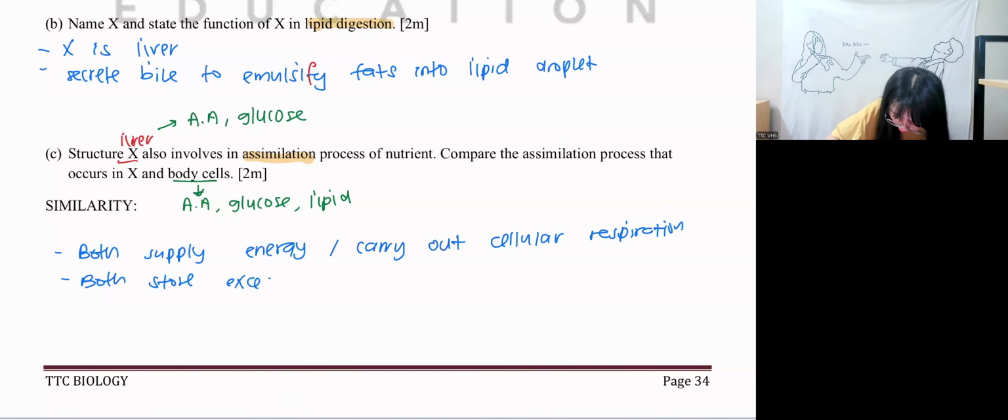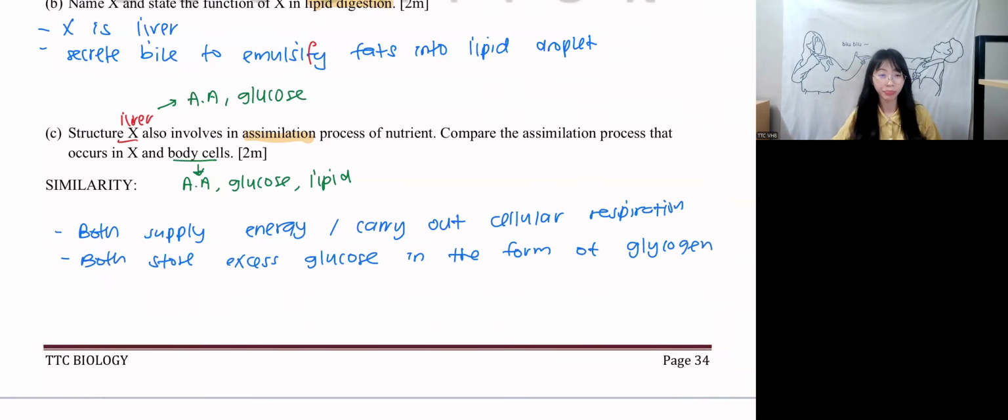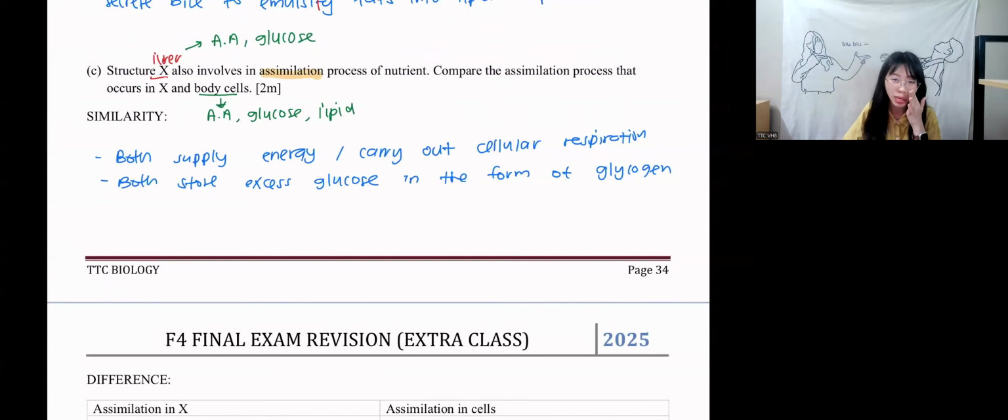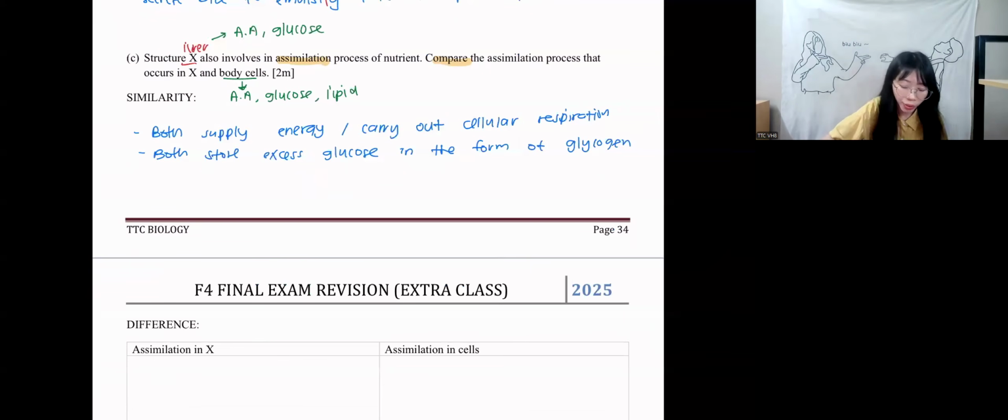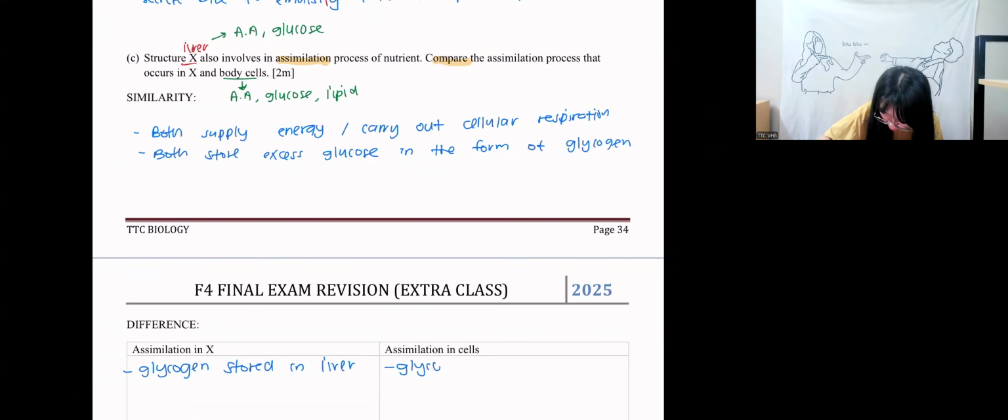Both store excess glucose in the form of glycogen. Just that in your liver, they store the glycogen in the liver, while in your body cell, they store glycogen in the muscle cell. Then they ask you to write differences. Always remember, whenever they ask you to compare, you must write similarities and differences. So assimilation in X, if you talk about glucose, where do they store glycogen? In X, glycogen is stored in the liver. This one, glycogen is stored in muscle.